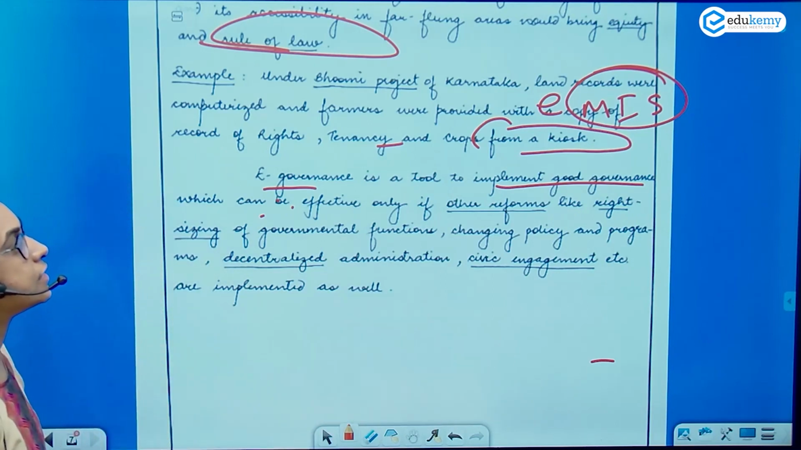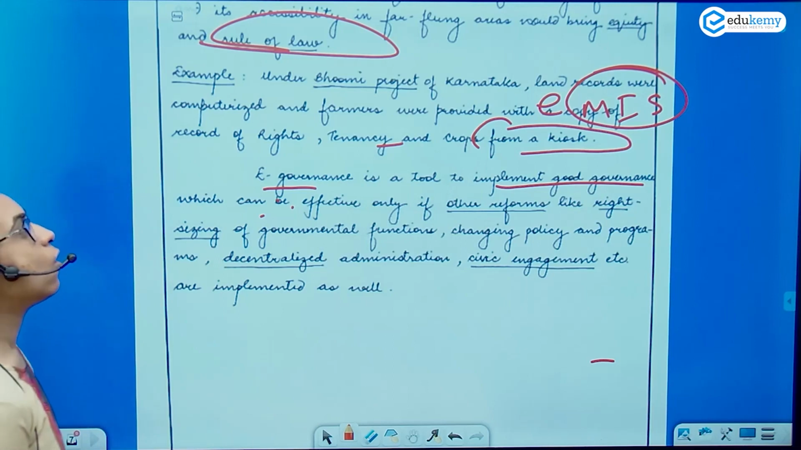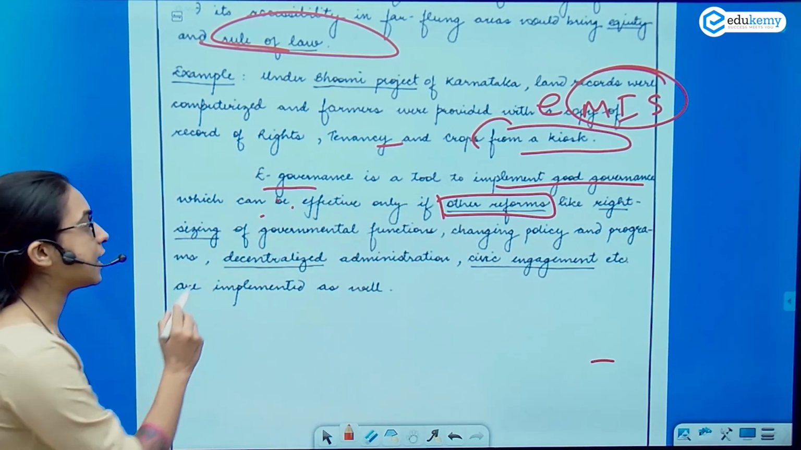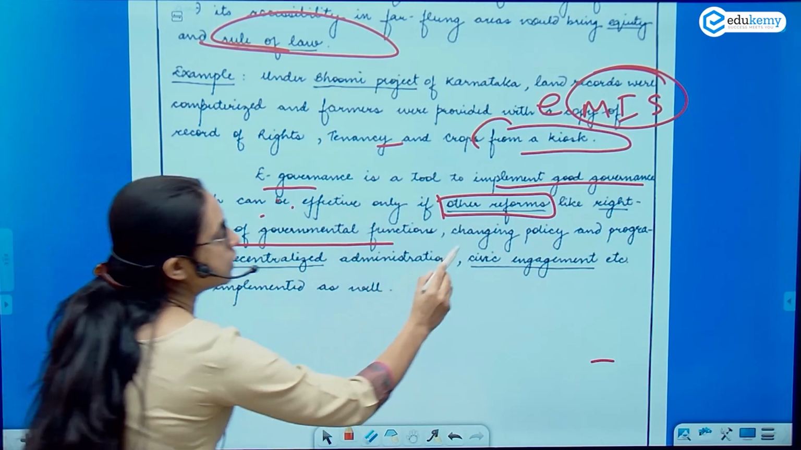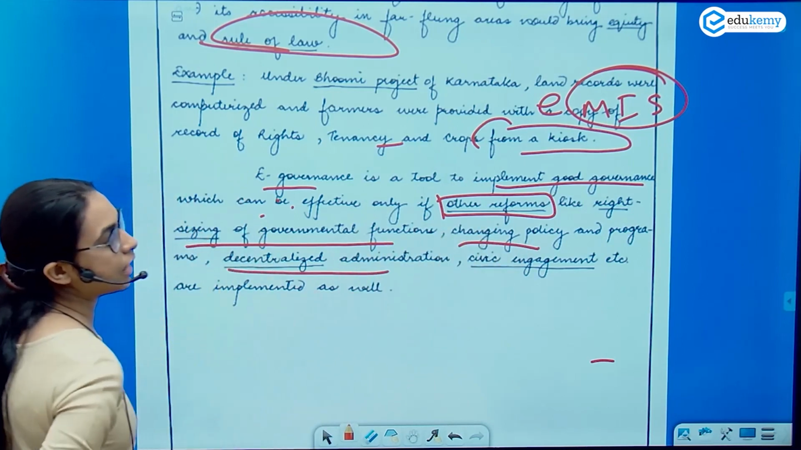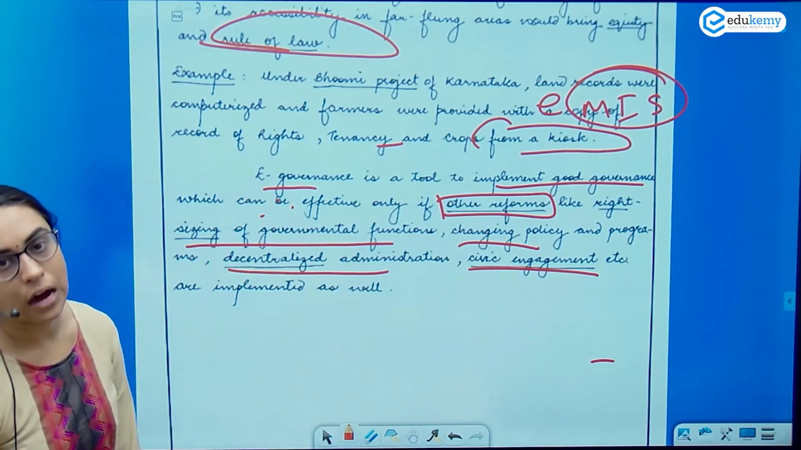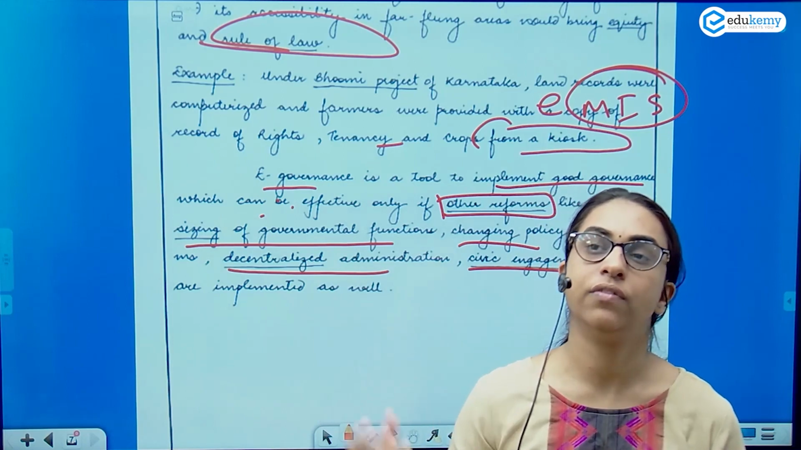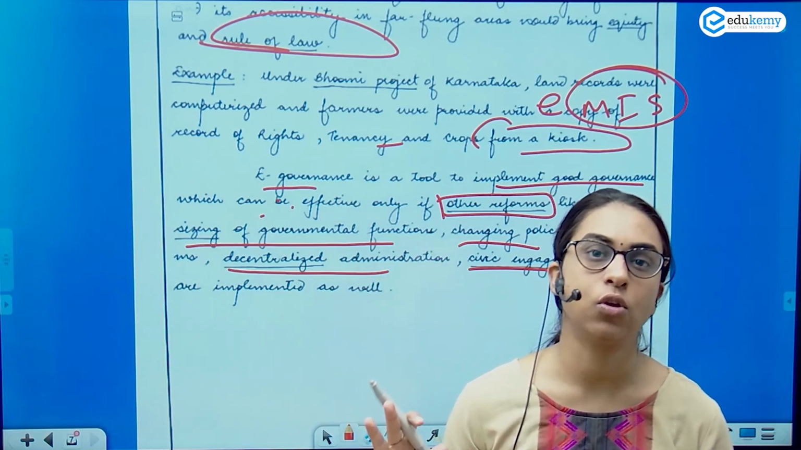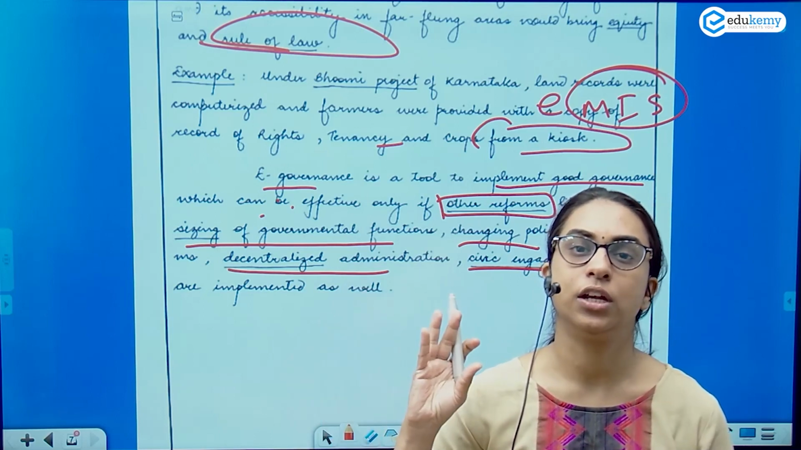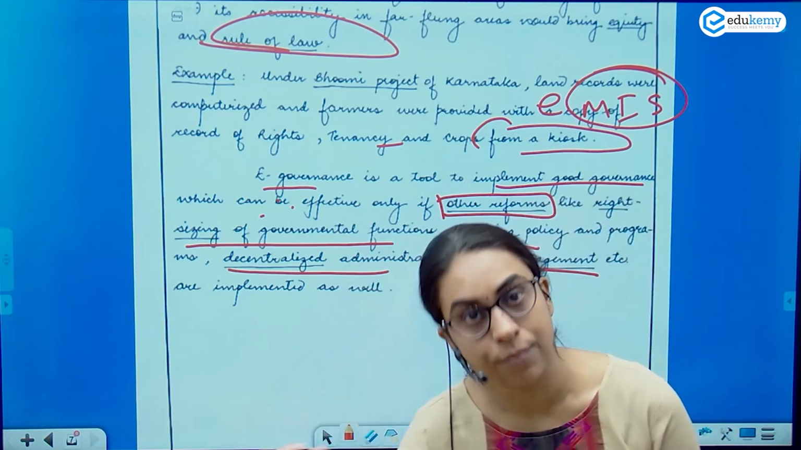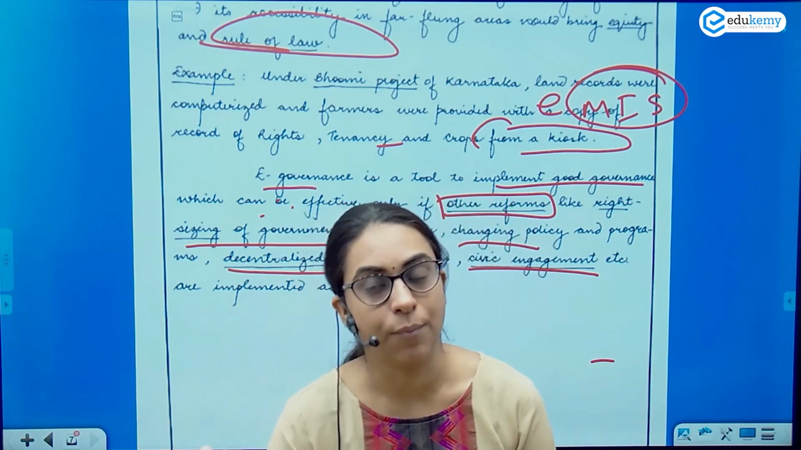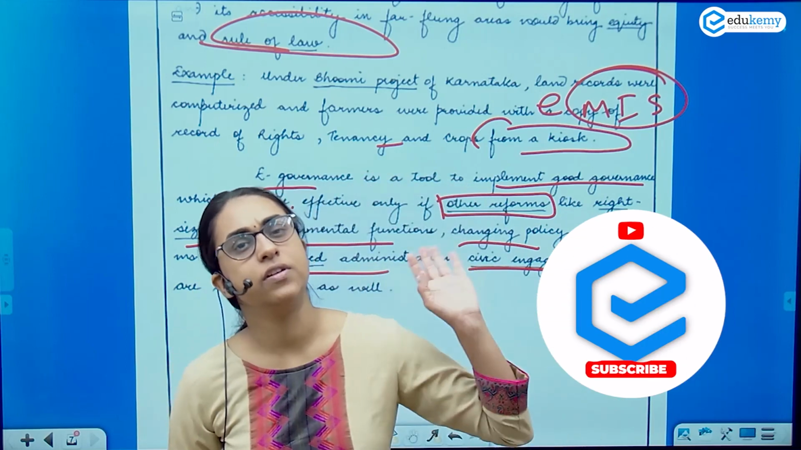Then only e-governance will be used for promoting good governance. So e-governance is a tool to implement good governance only if other reforms like right-sizing of government functions, changing the policy, changing the attitude, decentralizing the administration, and civic engagement are implemented. If the citizen is not aware, not proactive, if there are attitudinal issues, no matter whichever law or initiative you bring, it can fail. So what is important is changing the hearts and minds of the people. Empowering them. That is why for good governance, e-governance is good, but you need other reforms as well.